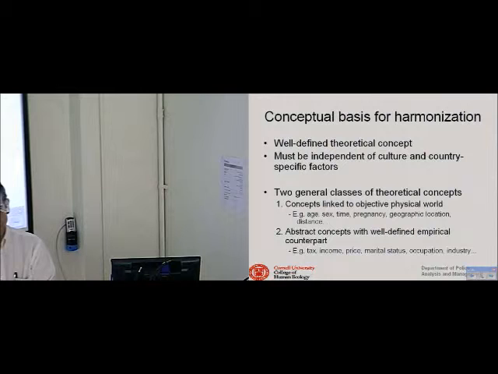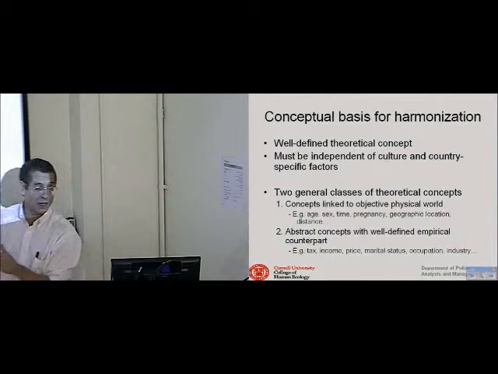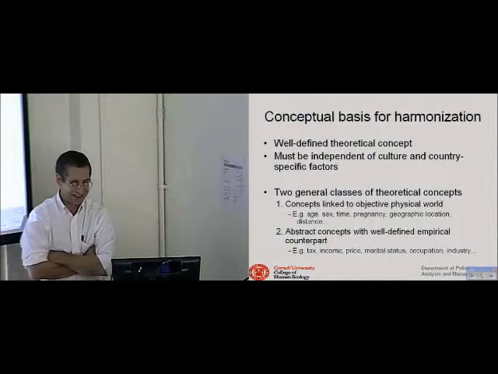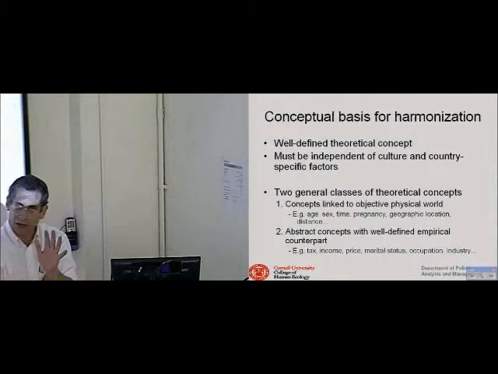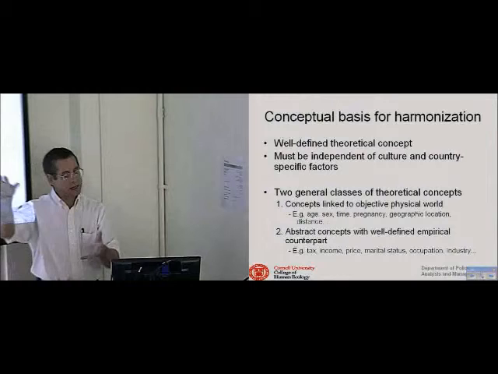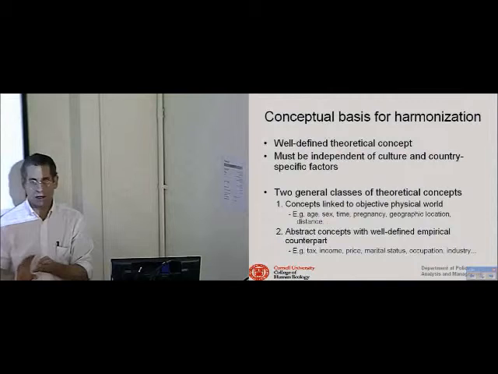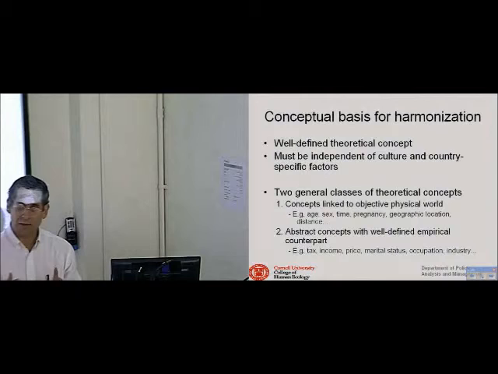So any kind of data that's a candidate for harmonization, in our opinion, has to fit these kinds of criteria: it has to have a very well-defined theoretical concept. So for example, age. Now you laugh, but you think about countries where they might have a different concept of age, but it has some link to a very objective measure. Physical time is the same in all countries. So these kinds of things are natural candidates, quite obviously. But then there are other things like income or prices, marital status, occupations, industry that at least in principle can be constructed to be equivalent across countries.